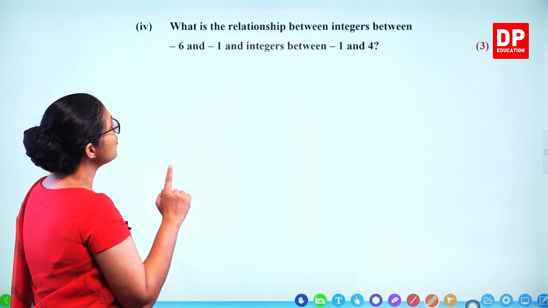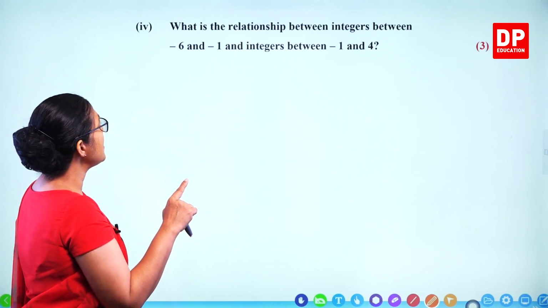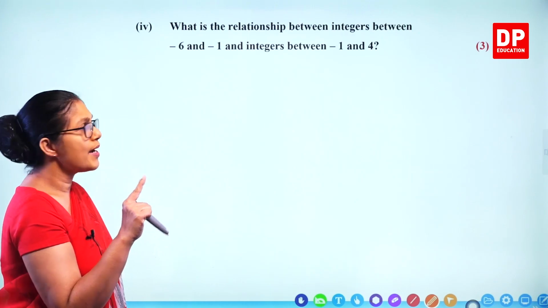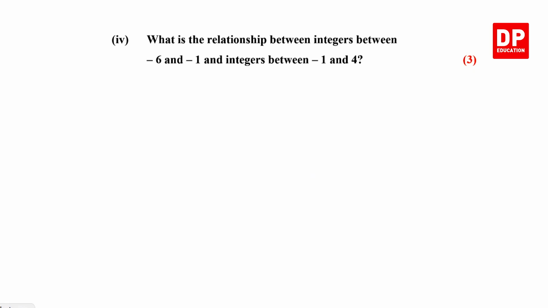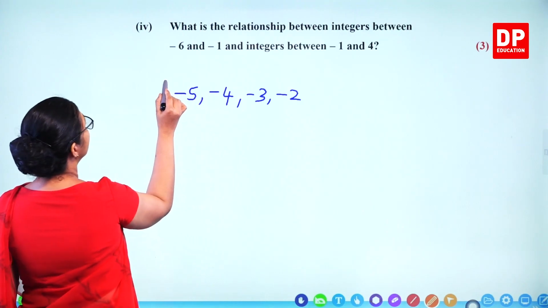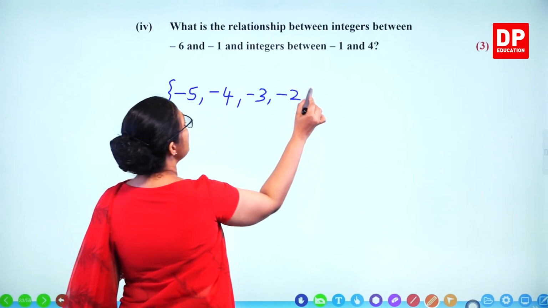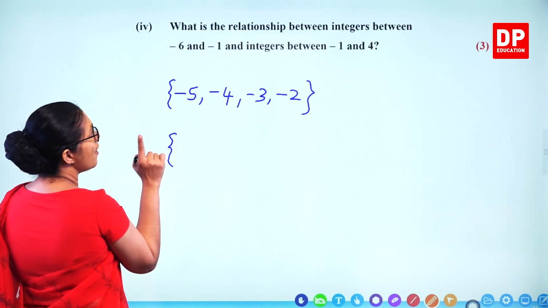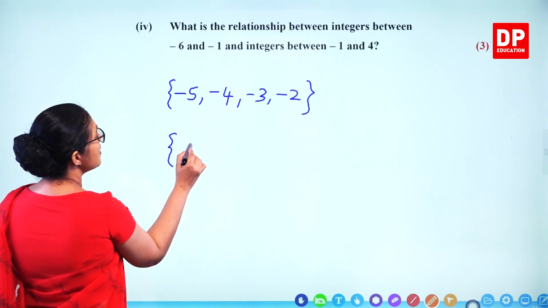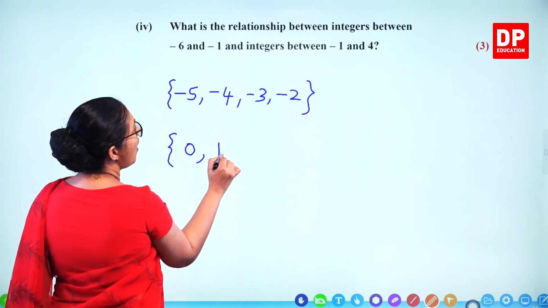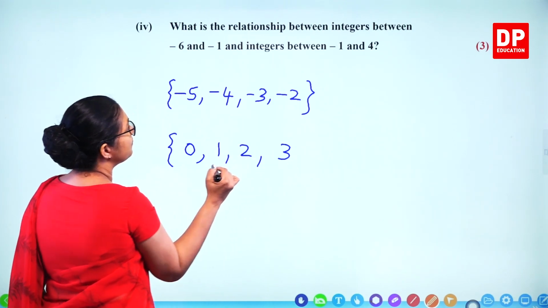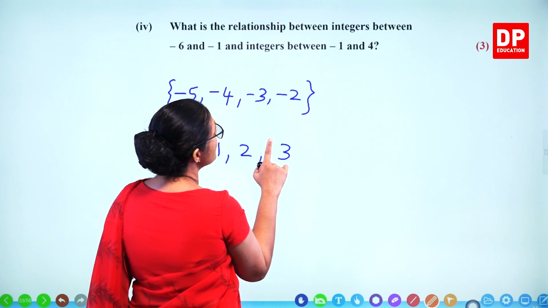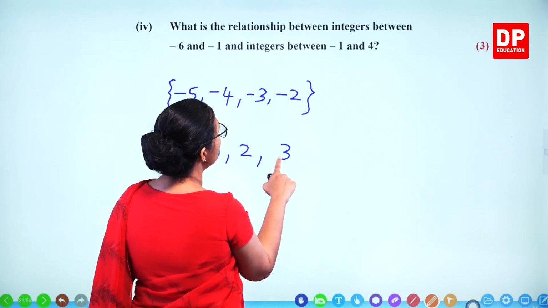Part 4. What is the relationship between integers between -6 and -1 and integers between -1 and 4? So what are the integers in between -6 and -1? -5, -4, -3, -2. That's all. Integers in between -1 and 4. You can't write -1 and 4. Between means starting with 0, 1, 2, 3. -1 you can't take. 0, 1, 2, 3.